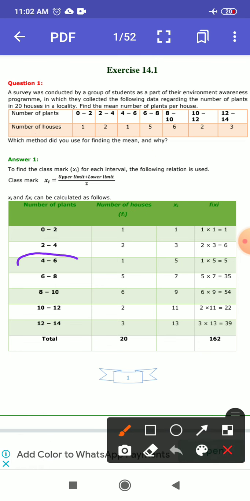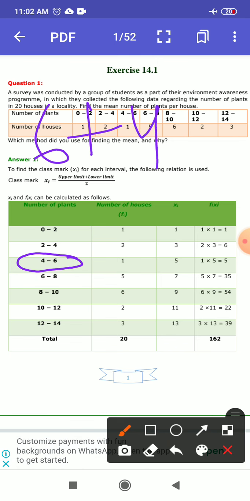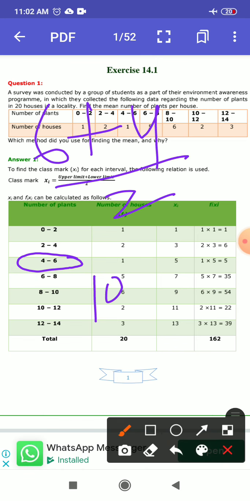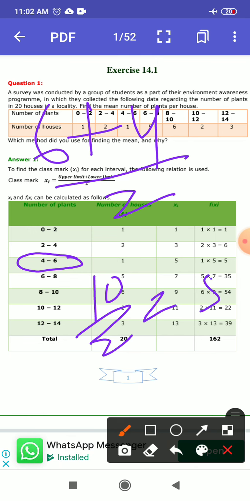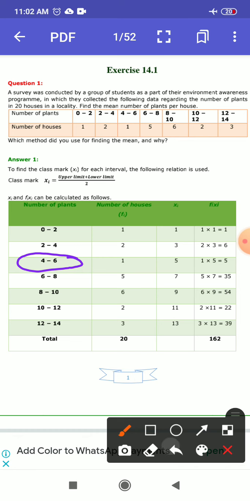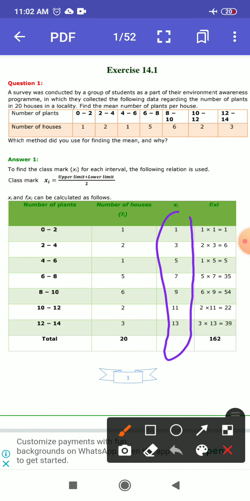In this interval you very well know the upper limit is 6 and the lower limit is 4. So (6 + 4)/2, that means 10/2, and that means 5. This way you have to calculate the class mark. So this is your class mark. You have to calculate this class mark with the help of this formula.